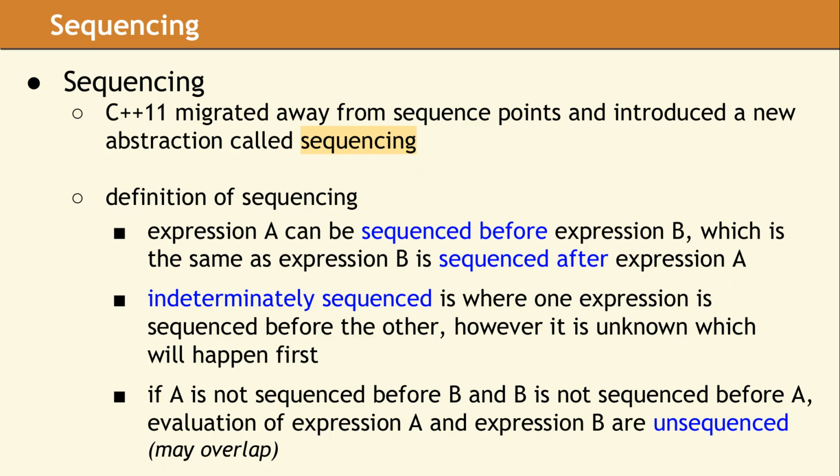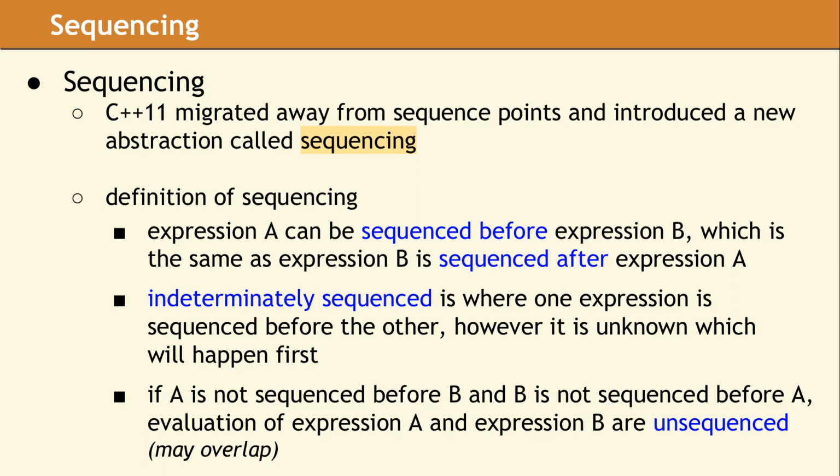There are three possible answers, and the standard defines a set of rules for determining the sequencing relationship between any pair of expressions. If expression A is sequenced before expression B, it logically follows that expression B is sequenced after expression A. This is the most strict kind of sequencing relationship. Two expressions may also be indeterminately sequenced, in which case one or the other will come first, but it is not defined which.